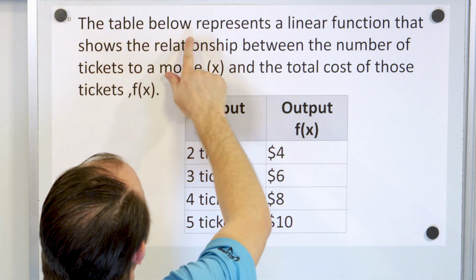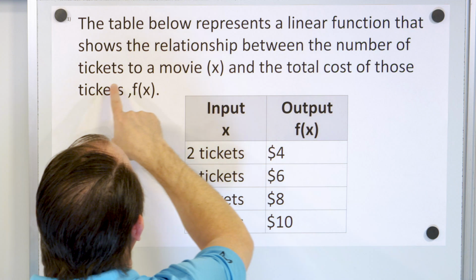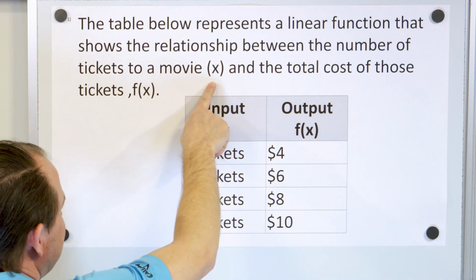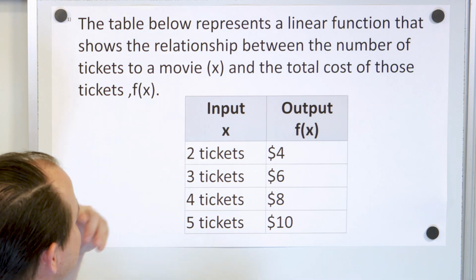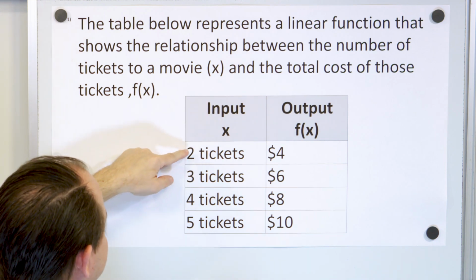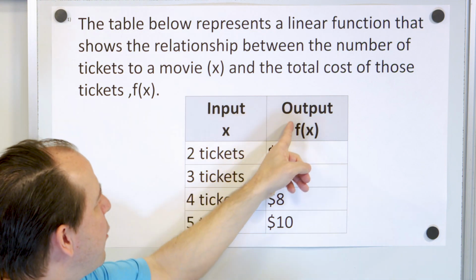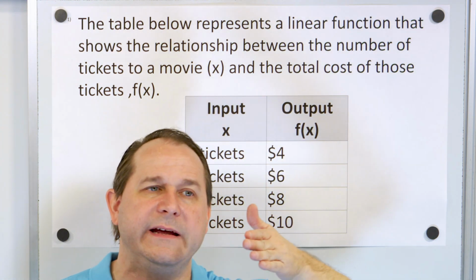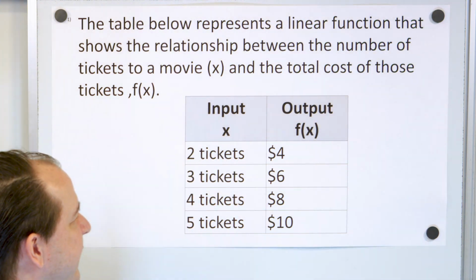First problem: the table below represents a linear function that shows the relationship between the number of tickets to a movie, x, and the total cost of those tickets, f of x. So you see what we have here is an input-output table. I've already filled it out for you, but basically the input is how many tickets I purchased: 2, 3, 4, 5 tickets. I could continue the table if I want. And then the output, which is the f of x, the function of x, is the number of dollars it costs to have that many tickets.